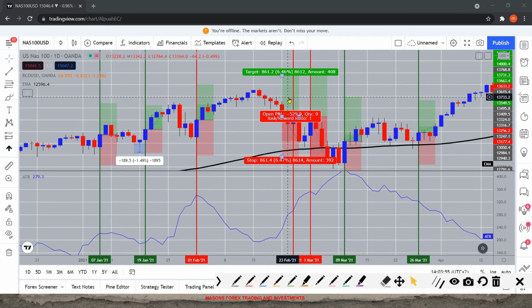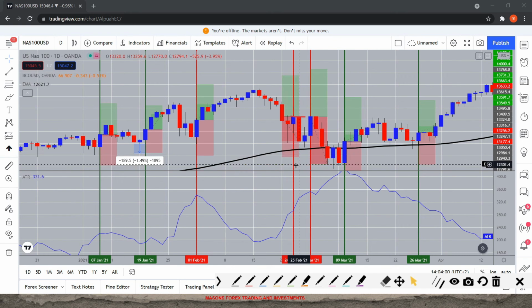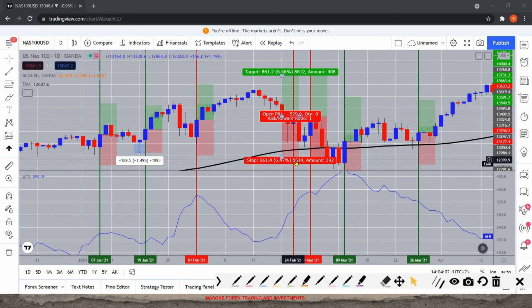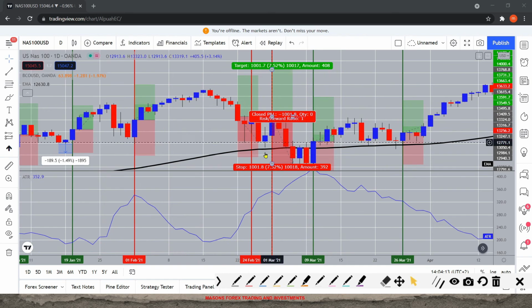You can see we have 8.614 as a potential loss, and we do take this loss. Now potential reward, 8612, so that's 8,612 pips. Unfortunately, we get tapped out.